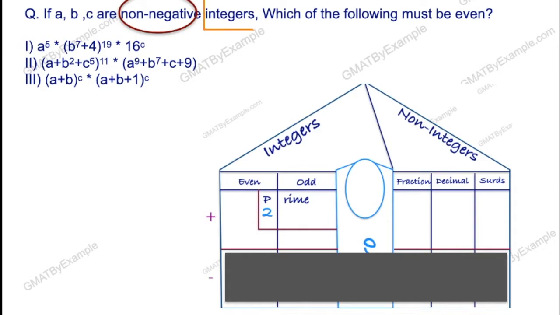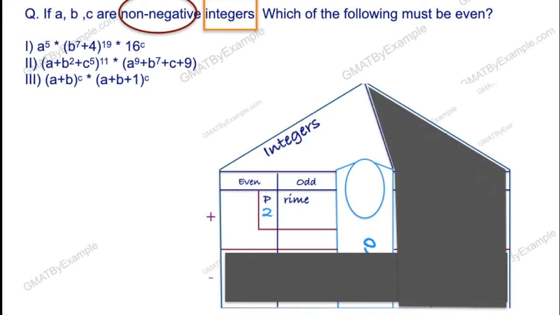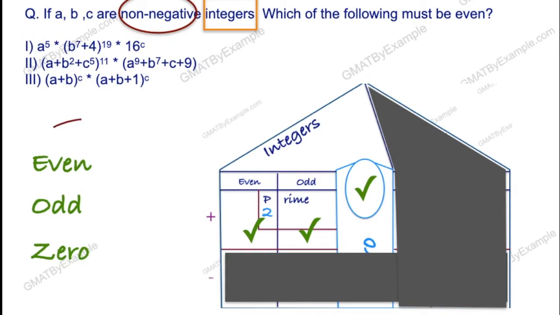They're also given to be integers, so we can block out all of the right-hand side of the number house, which is the non-integers portion, and we are left with the possibilities: all the positive numbers, including even and odd, and 0. Those are the numbers we must consider when we are looking at these three options.